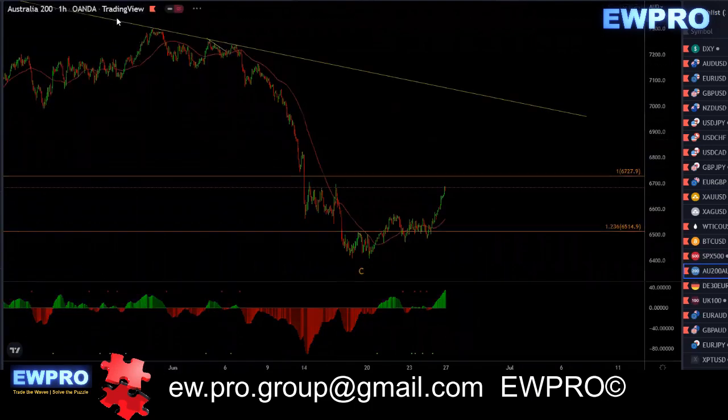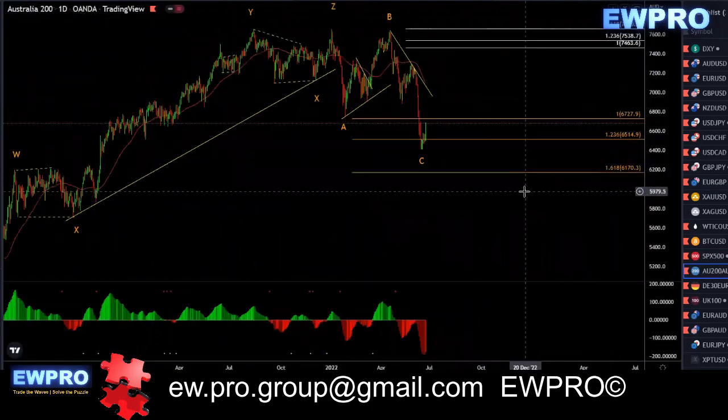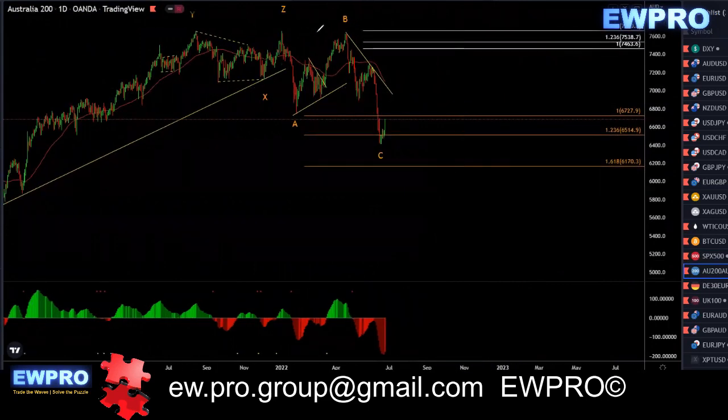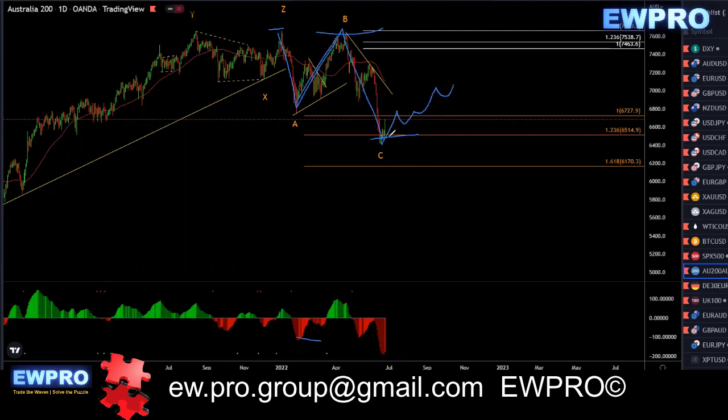AU 200 on the daily, nothing's changed. It's quite difficult because we've got such a deep B wave. Didn't quite break the top, but we've got an A, B, C. It's gone too far. We don't have any bullish divergence, so I'm just looking for a correction, something like this, and then another one down for like a WXY, X2, Z down.